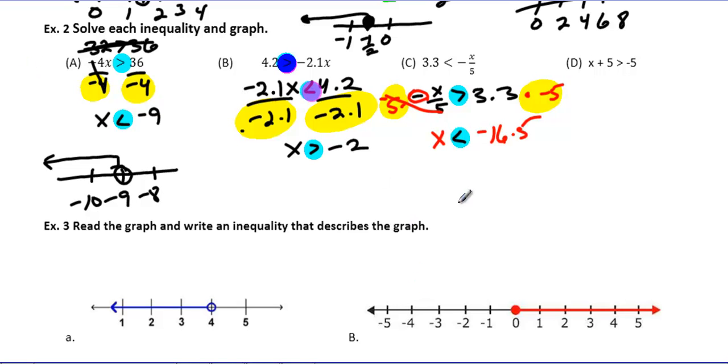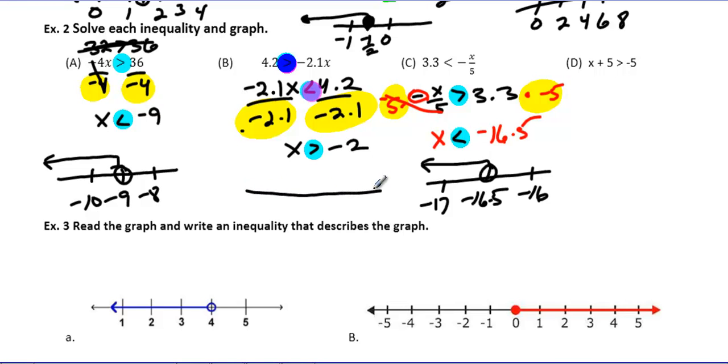Alright, when I go to graph it, I forgot to graph the last one, I noticed. I have negative 16.5 is in between negative 16 and negative 17. I have an open circle, and we want all the numbers less than that, so we go left on the number line for less than. I forgot to graph B, so let me take care of that now. Negative 1, negative 2, negative 3. Open circle once again. This is greater than, so we're going to the right.